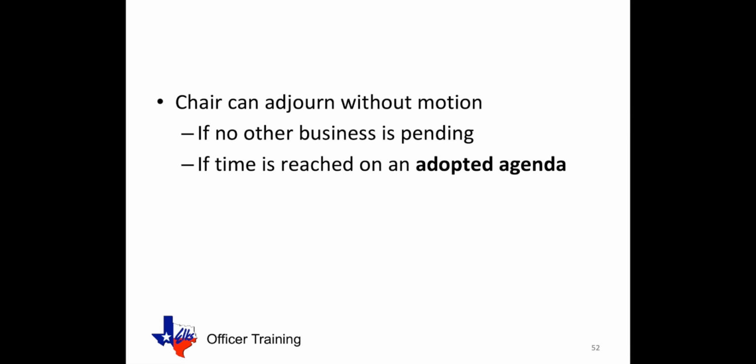Or it's 8 o'clock, that was the time that the meeting is supposed to end. Regardless of whether you have any business pending or not, the meeting can be adjourned. So if there was one item of business that you didn't get to, then next meeting, that is under unfinished business, which comes before the new business. So under these 2 circumstances, the chair can adjourn a meeting without a motion.